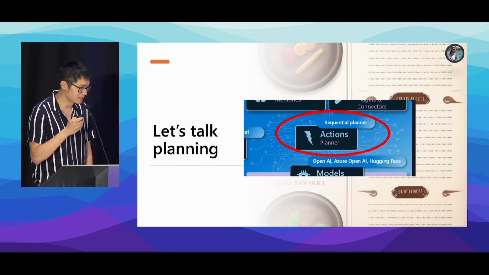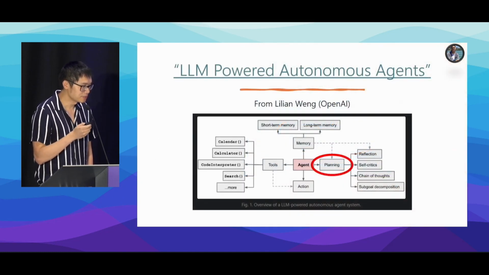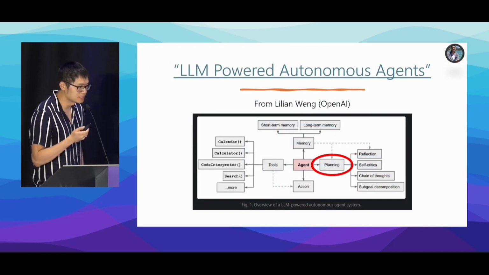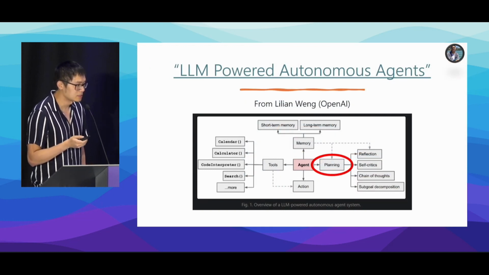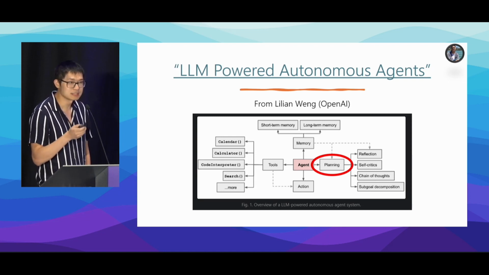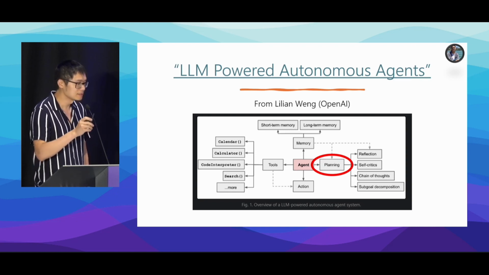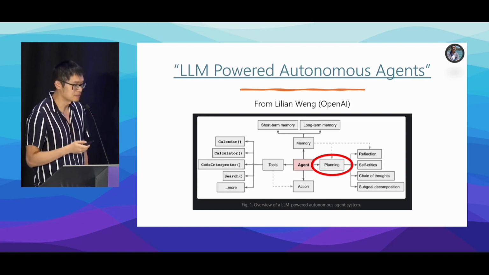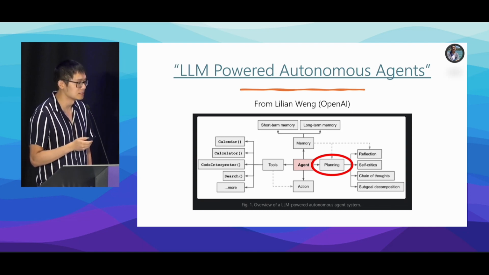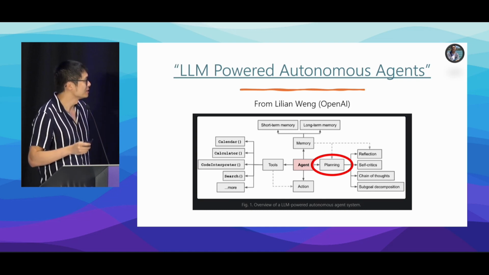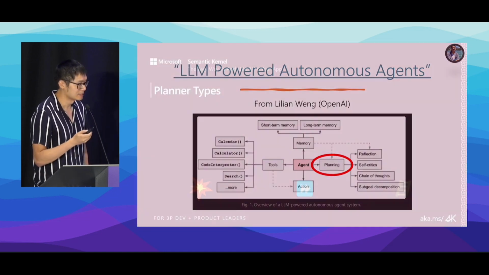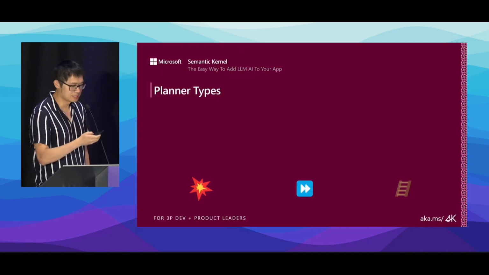Okay, so let's talk planning. There was this paper or blog post written by Lilian Weng from OpenAI called LLM-powered autonomous agents. And agents is another important term that is effectively, in summary, combining tool use, planning, actions, and if you're ambitious enough, incorporating memory as well. So this was a good one-picture view of what this concept looks like. And a big part of that is about planning.